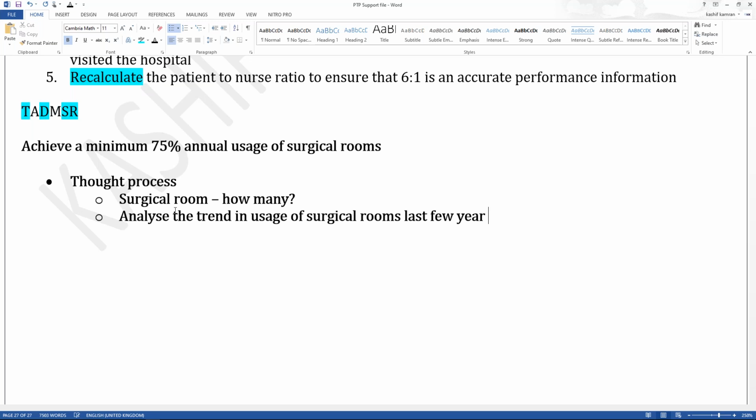So can there be any fabrication? Can they fabricate to show that the hospital is working very well, that lots of patients are coming to the hospital? So should I check the consistency of these with the previous track records of the surgical rooms? I should know the surgical rooms, how many. I should analyze the trend of the percentage over the last few years.